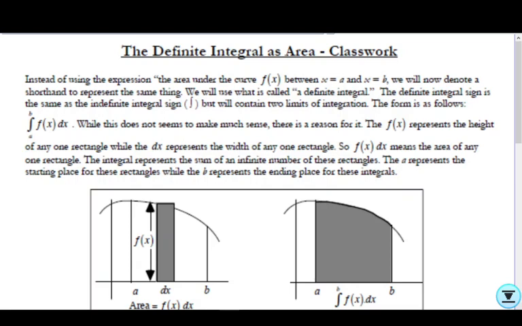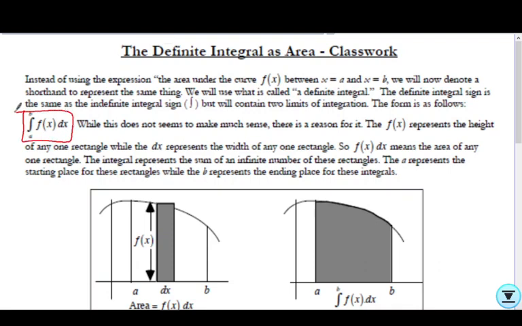Okay, so we've been talking about the integral, the definite integral, and area under the curve. So today we're going to be talking about the definite integral kind of as area. By now we've talked about this definite integral. This is the definite integral itself.